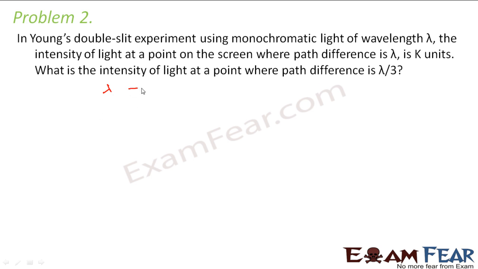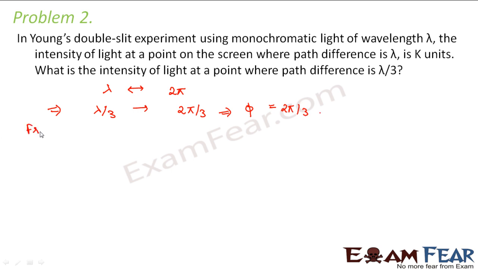A path difference of lambda corresponds to a phase difference of 2 pi. So a path difference of lambda by 3 will correspond to a phase difference of 2 pi by 3. Therefore, the corresponding phase difference is 2 pi by 3.